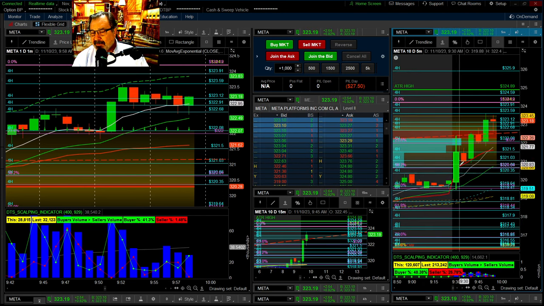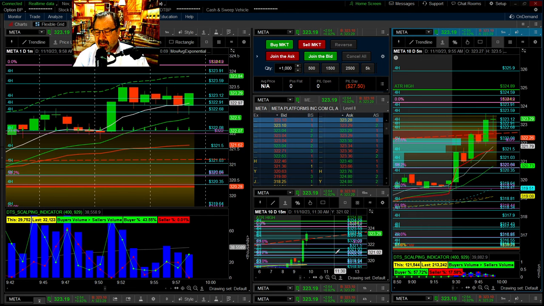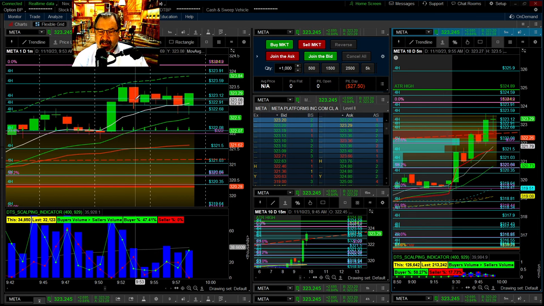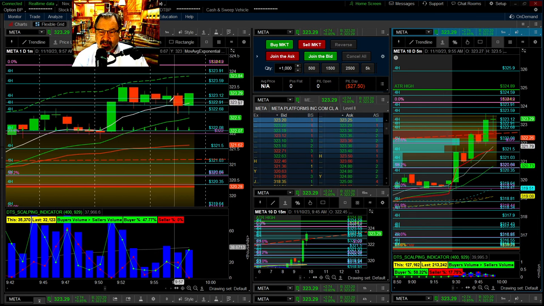So here you have the 5 minute, the 1 minute, the scalping indicator. This is the 4 hour, the 1 hour. This is another 5 minute. This is a 15 minute. So I can kind of watch some of the longer term trend that's happening here just to make sure I don't get caught up in the moment. But I'll be trading in the 1 minute here. So I'll be watching these.